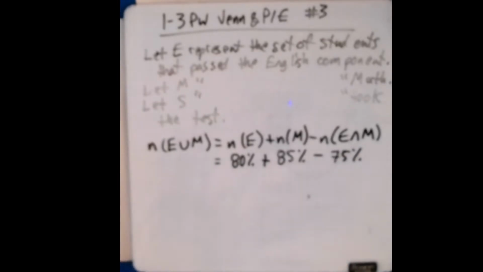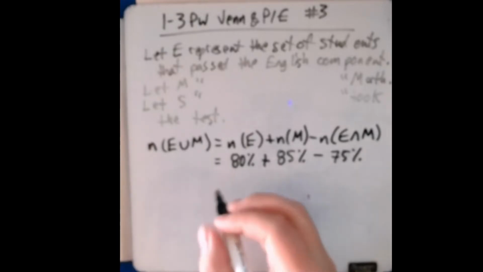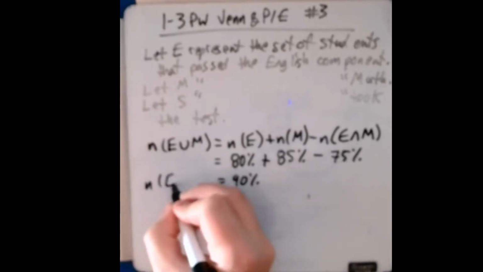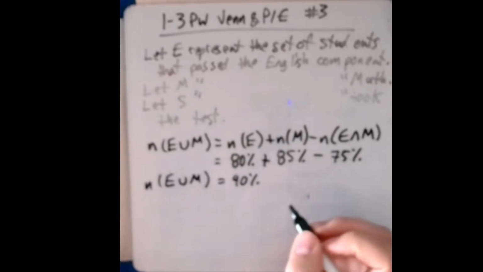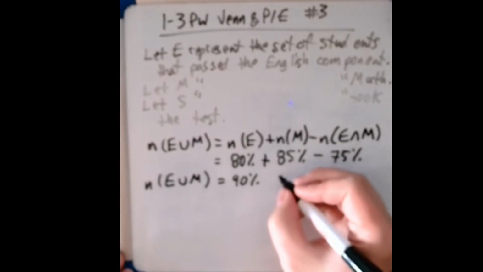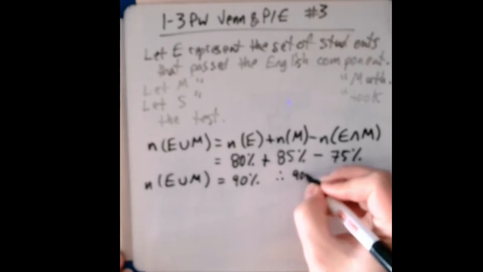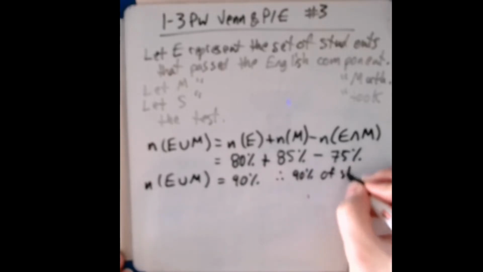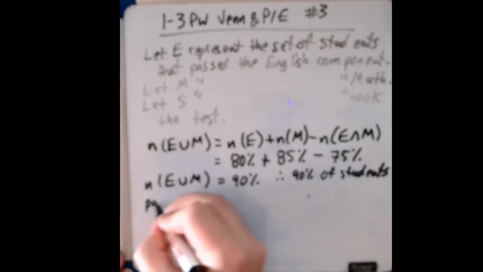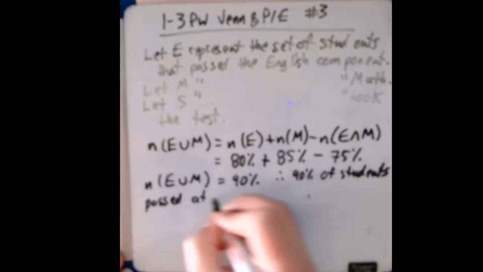So let's find the cardinality of E union M. Let's find the number of students that passed one or both. 80% plus 85% minus 75% gives us 90%. Cardinality E union M is 90%. And so that answers A. Therefore, 90% of students passed at least one component.